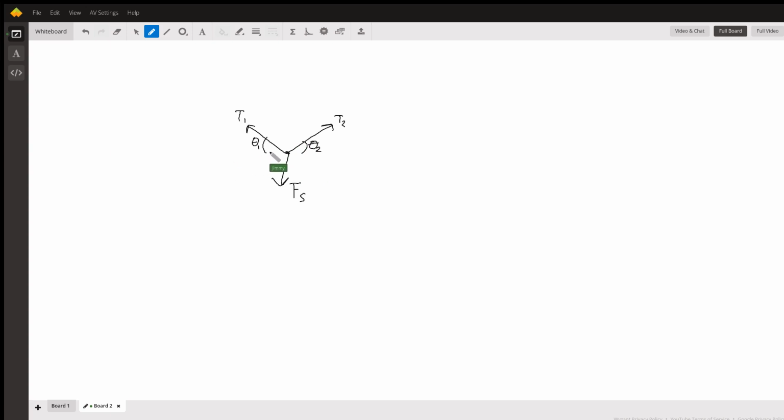So if you can draw your triangles here, you'll see very quickly that T1 cosine theta 1 is opposite, pointing this way, the tension in this rope here. So it's equal to T2 cosine theta 2. Now I set them equal to each other because they're opposite.